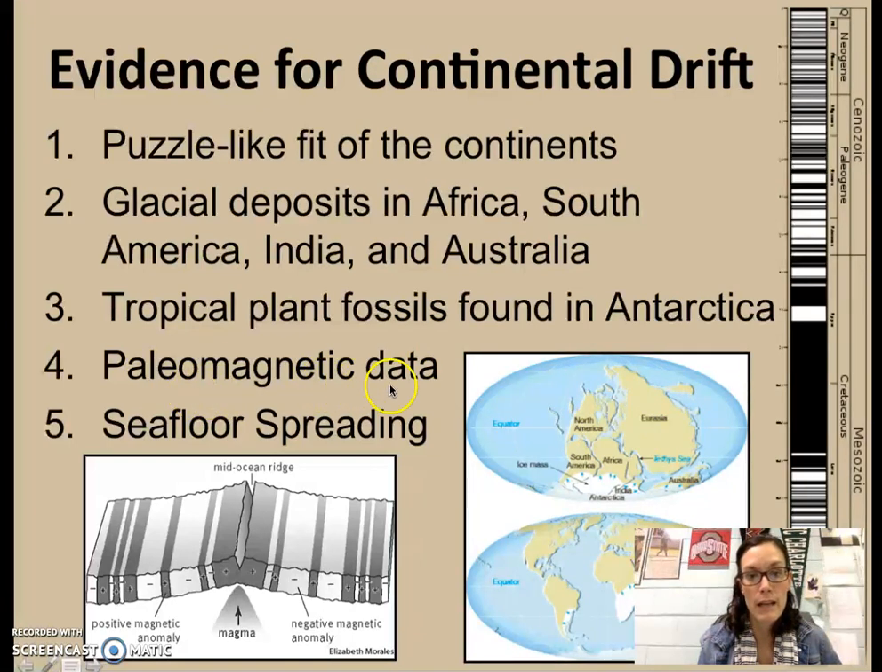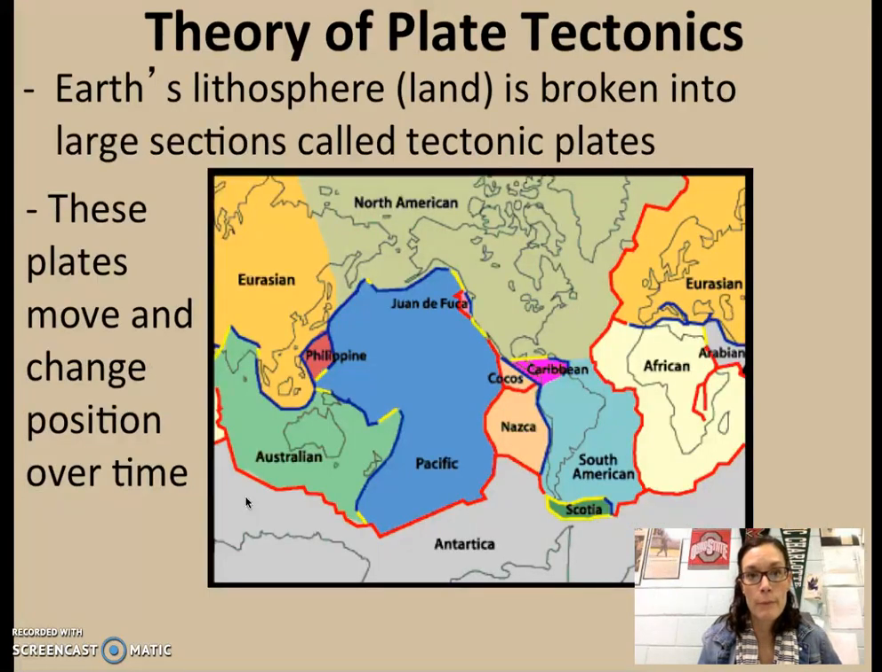All right, paleomagnetic data. And then seafloor spreading. We talked about seafloor spreading in the geology unit again. This is evidence that scientists can see and measure to know that the seafloor is in fact spreading. And if the seafloor is spreading, then continents probably have moved along those plate boundaries as well. And that brings us to the theory of plate tectonics.